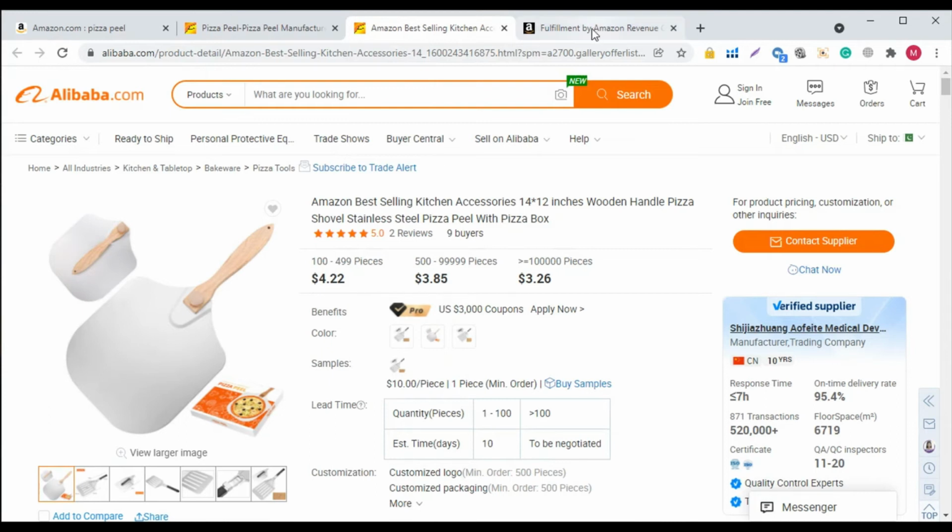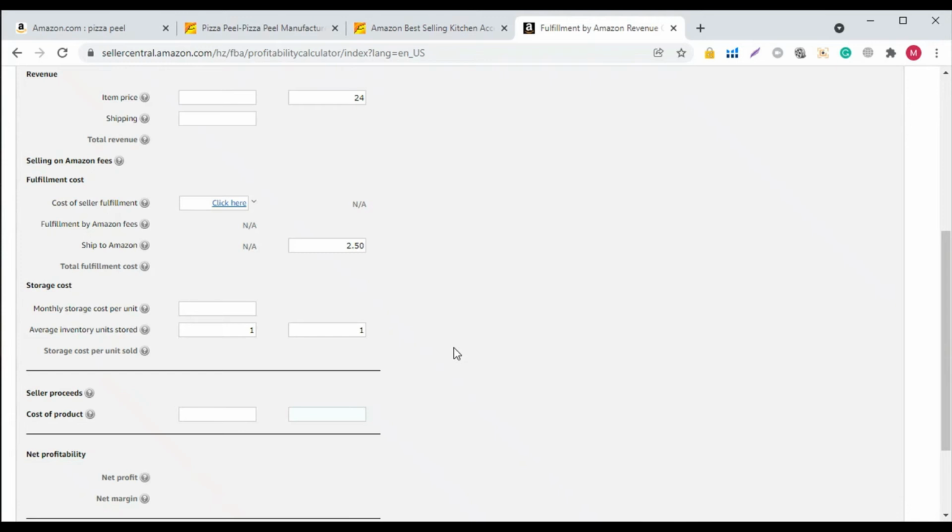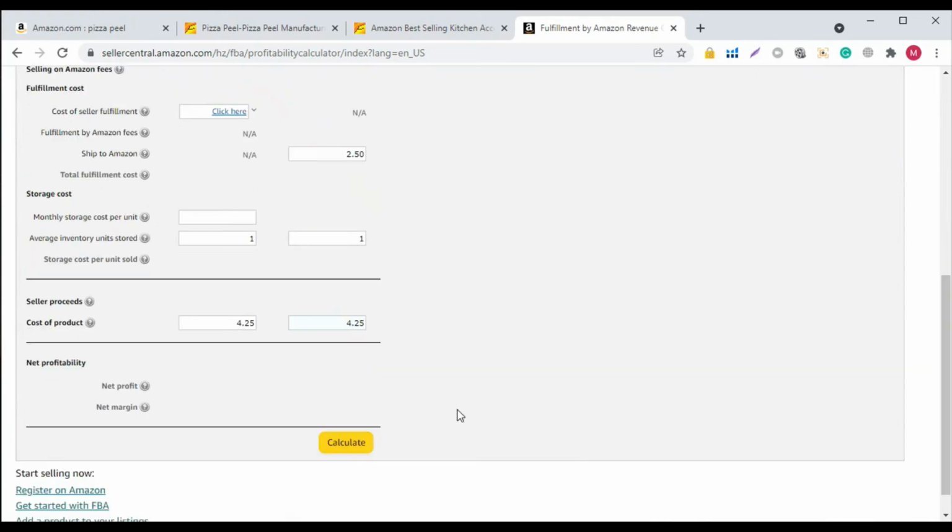And we can add $1 for advertisement cost as well. What is advertisement cost? Advertisement cost includes PPC, giveaways, coupons, and all that. So I will divide that budget across each of the units, so it's roughly $1 for each unit. So 3.25 for the manufacturing cost and $1 for advertisement, altogether 4.25. And after putting all this information, I will simply click here on calculate.